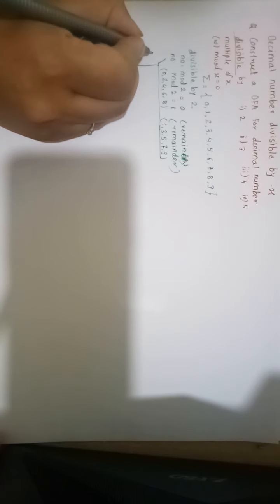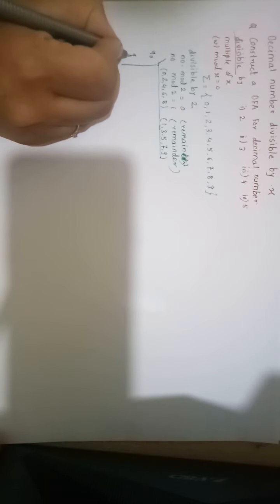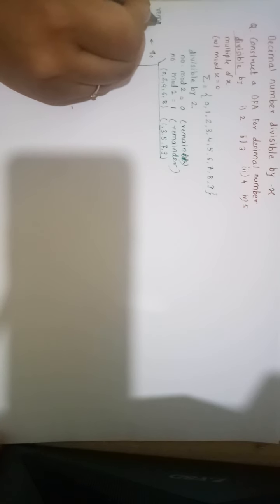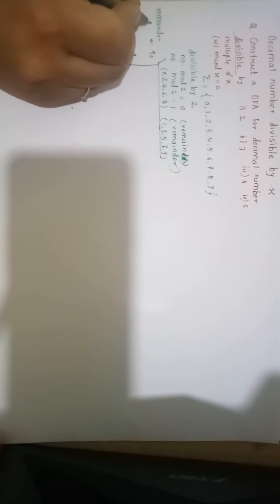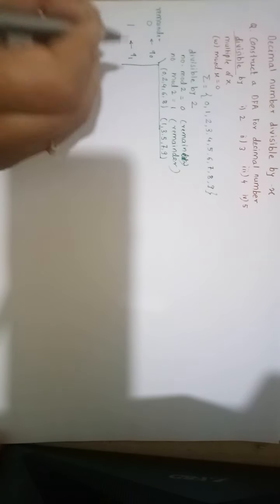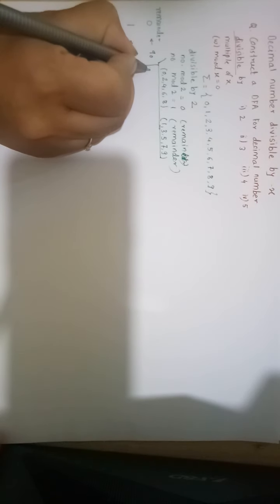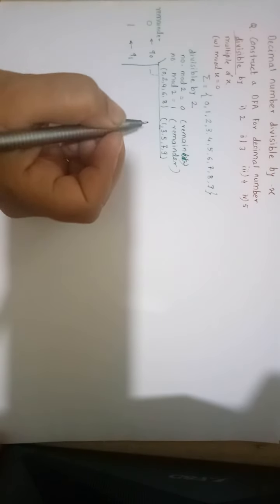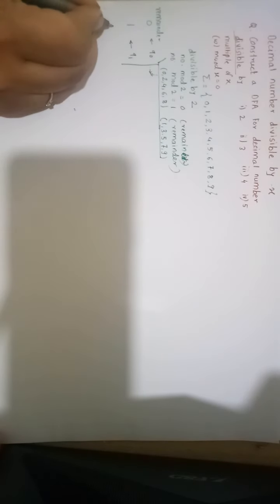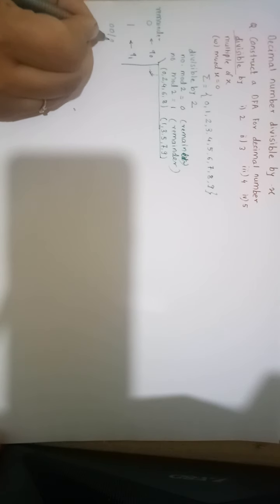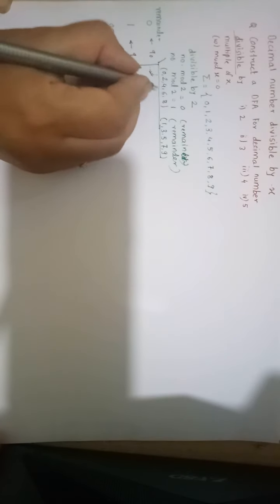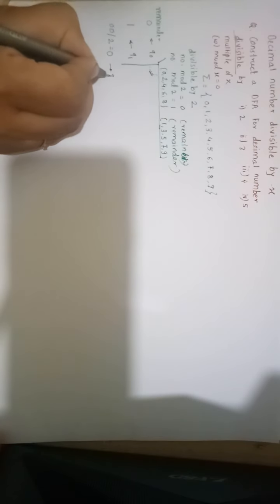Okay, the states here are Q0 and Q1. Q0 represents remainder 0 and Q1 represents remainder 1. Now we consider the combinations. For the combination 0, 0: 00 divided by 2 is equal to 0. Remainder 0 means Q0 state. Okay, that is your Q0 state.